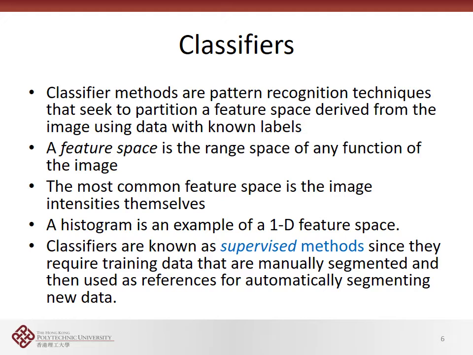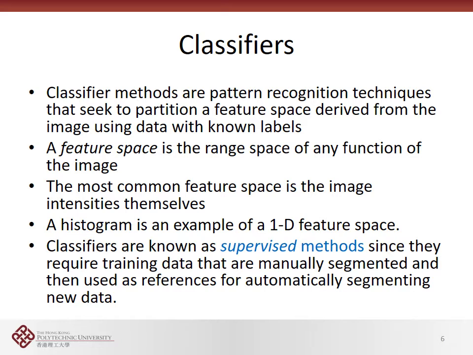A feature space, what is a feature space? A feature space is a range space of any function of the image. The most common feature space is the image intensity itself. Intensity is the simplest feature of an image. Remember that I introduced the concept of the intensity histogram in the first session of this lecture. So a histogram is an example of a 1D feature space.